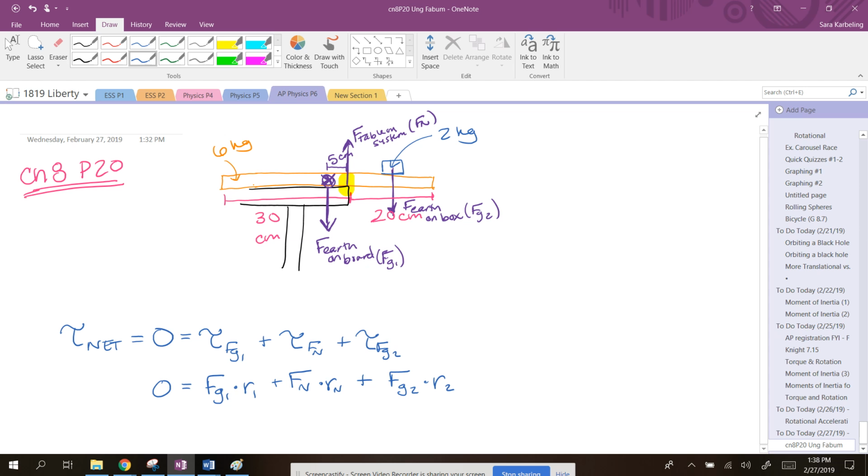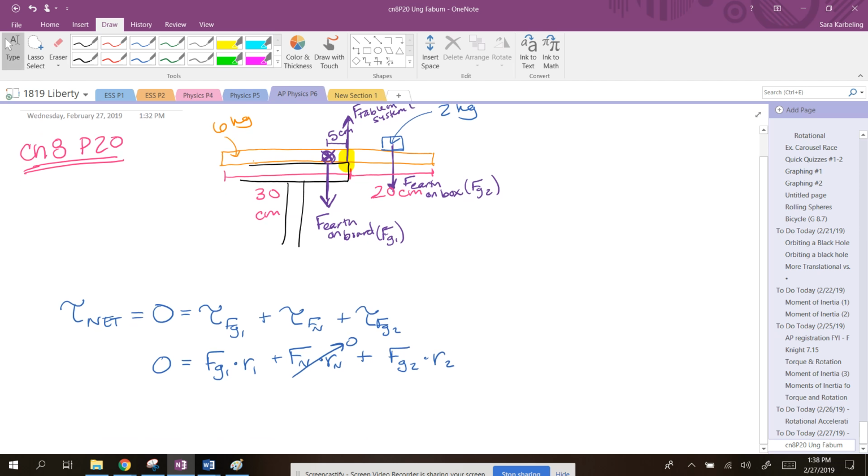What's the radius for the normal force? 0. So that means this whole thing goes away. See ya. We know FG1 is going to be M1 G times 5 centimeters. We could put the mass in there if you like your numbers. What was the mass? 6 kilograms. And then I've got that plus 2 kilograms times G times the distance that we don't know. That's R2. Those two things have to add up to 0.